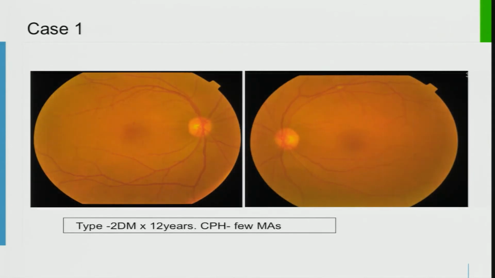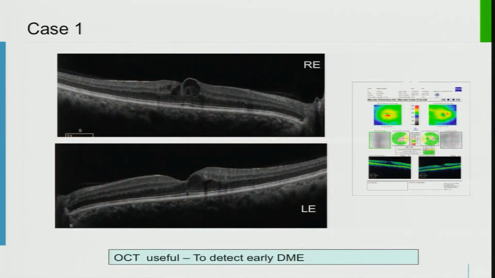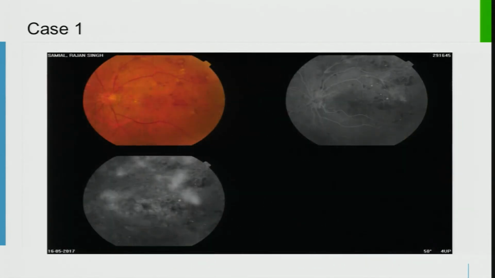So this is case 1. Color picture doesn't really show much except a leaky, probably a small microaneurysm in the right eye, and he's been a diabetic for the last 12 years. So as soon as you run your OCT, you can pick up these small little cystic pockets, and central foveal thickness is increased to around 300 microns. So OCT is useful to detect early diabetic macular edema.